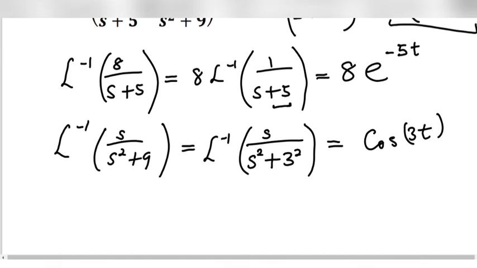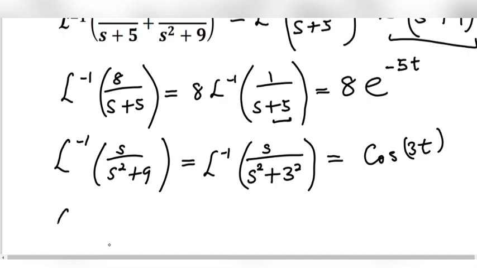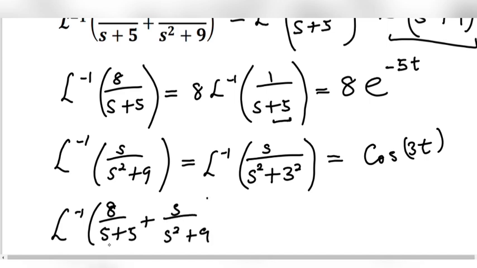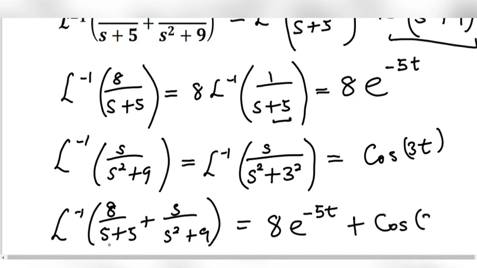So therefore, the Laplace inverse of the entire function, 8 over s plus 5 plus s over s squared plus 9, is simply 8 exponential negative 5t plus cos 3t.